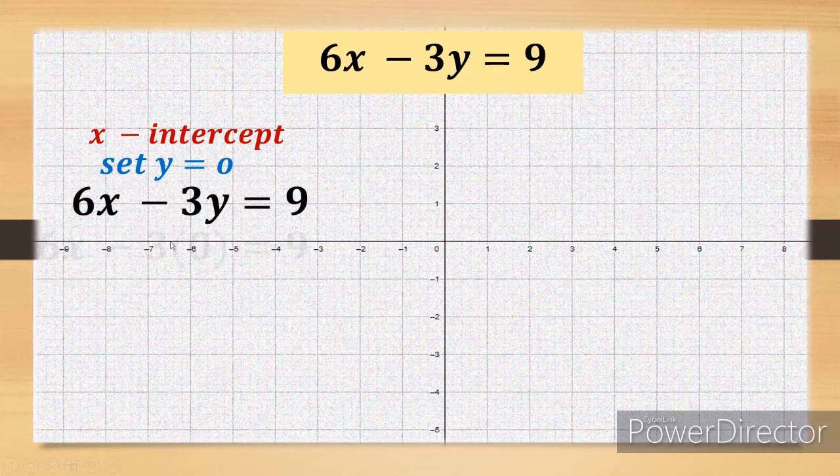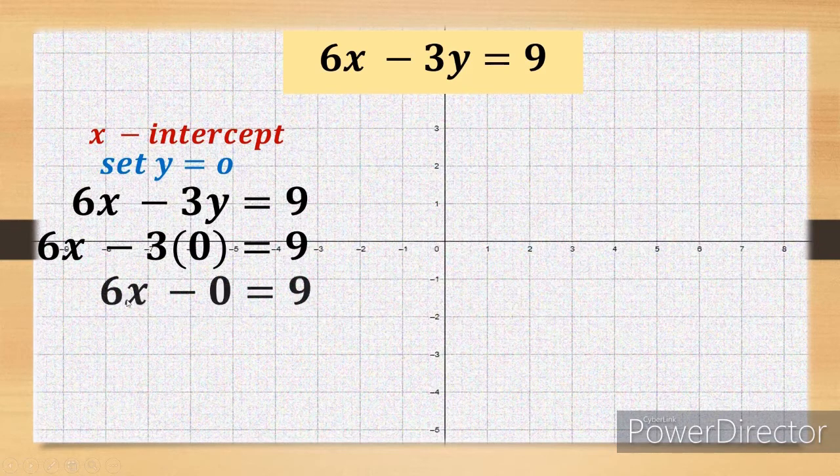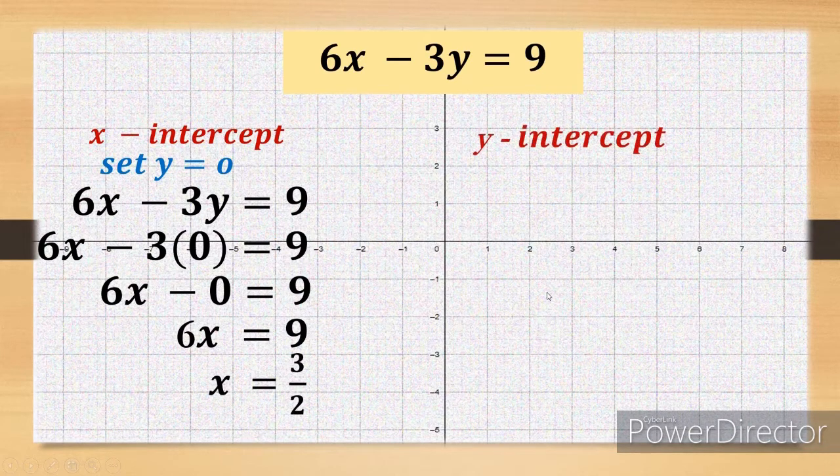So, set y as 0. We have 6x minus 3 times 0 equals 9. So, this is simply 0. We have 6x minus 0 equals 9. So, we have 6x equals 9. Divide both sides by 6. We have x is 3 over 2. This is the x-intercept.